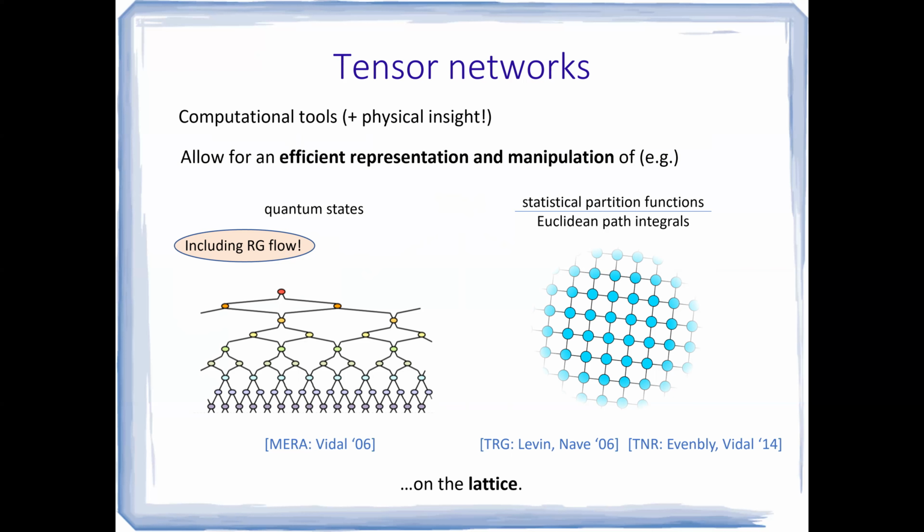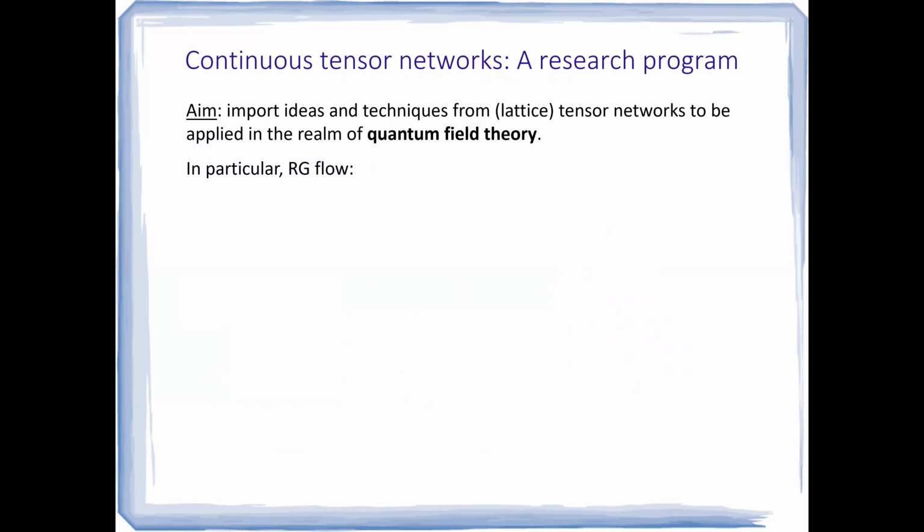These are just tools that we use to actually implement an RG flow on different kinds of systems. And because of the nature of tensor networks themselves, they work on the lattice, because it's just a diagrammatic notation, and a particular bond represents one degree of freedom, so we have a discrete set of degrees of freedom. So there's a research program that has arisen lately, it's going to be a decade soon, that of continuous tensor networks, whose aim is to import the ideas, the techniques, everything that we have learned from the application of tensor networks on the lattice, and see if any of that is useful in the realm of quantum field theory. And in particular, it includes the RG flow.